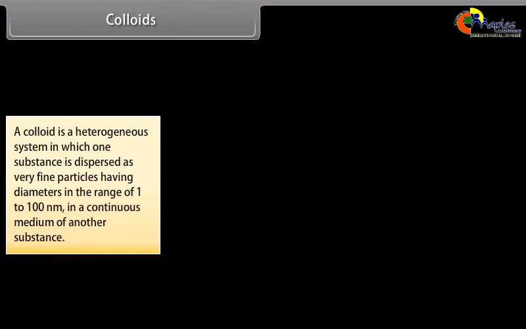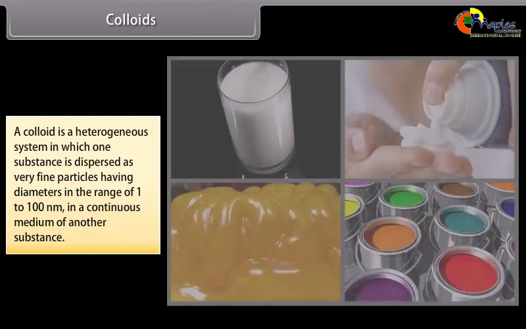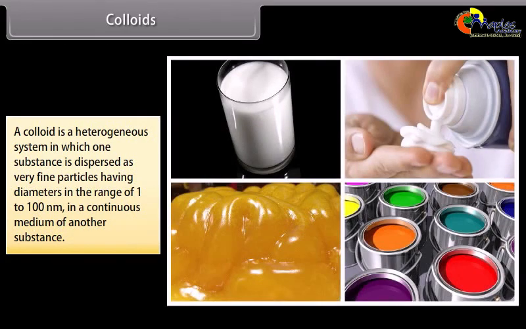Colloids. A colloid is a heterogeneous system in which one substance is dispersed as very fine particles having diameters in the range of 1 to 100 nanometers in a continuous medium of another substance. For example, milk, shaving lather, jelly, and paint.